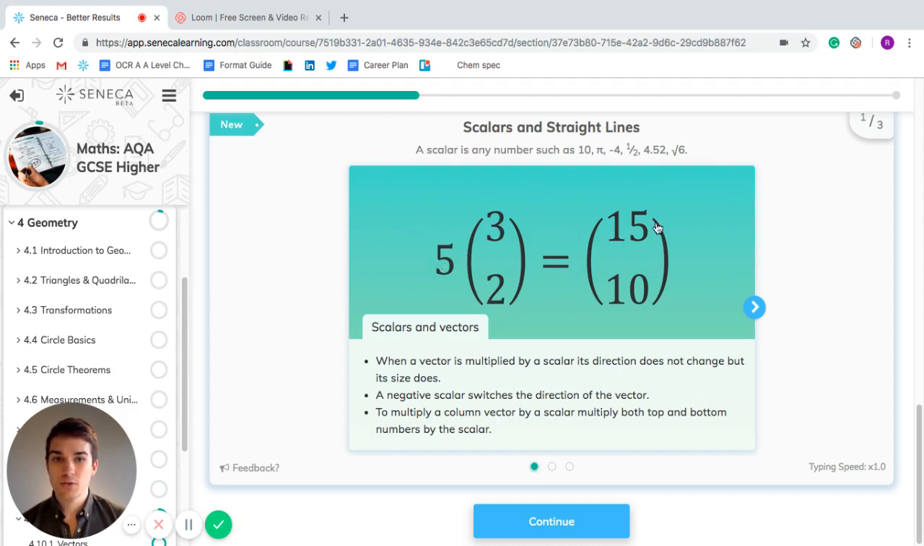So 5 times 3, you'll see, will give you 15. 5 times 2 will give you 10. So the overall vector of 5 times 3, 2 would be 15, 10.